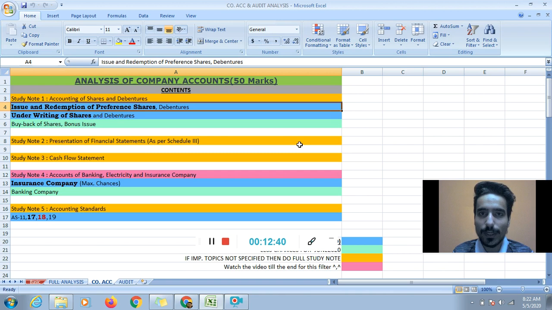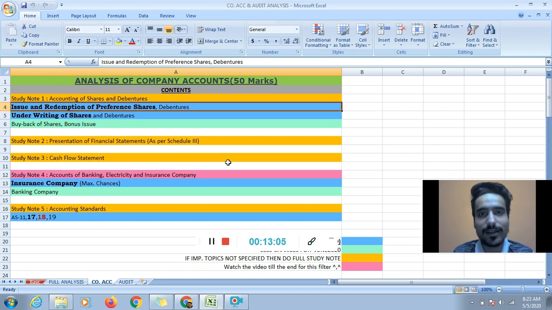And I scored 59 marks in company accounts and audit, just 1 mark away from my exemption. And what I have studied and what I did not study, I will share in this RAS ki baat. So let's come to this company accounts analysis. If I see study note 1, accounting of shares and debentures, yes, I have studied this study note, but I was not sure about this also. मतलब मेरे को ये भी पक्का नहीं था कि यार ये भी कैसे होगा.